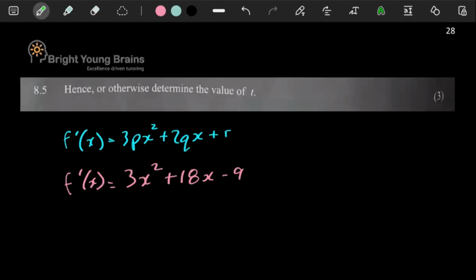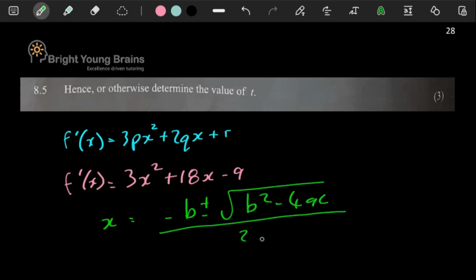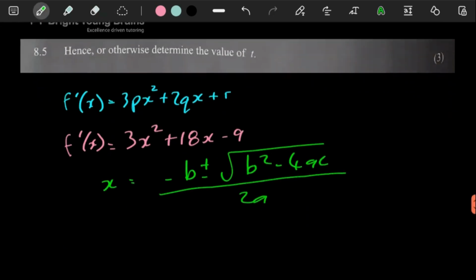Now, if you're going to solve for x here, you can just use the quadratic formula. So x is going to be equal to negative b plus or minus the square root of b squared minus 4ac, over 2a. Here we're trying to get the two x values that will result in our gradient being 0. Oh wait, q is what? q is 3, bro. Come on.